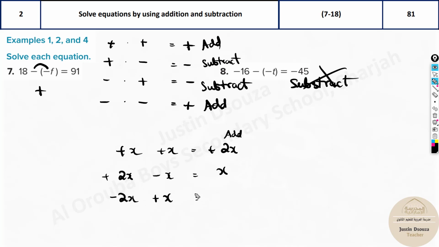Same thing. Again, you need to subtract, but the greater number is minus, so it will be this sign. Now, what if you have minus x and minus x? You need to add, but remember the sign will be minus here. Addition of two x's will be minus 2x.